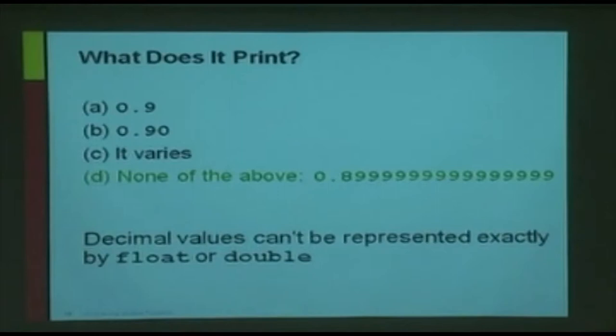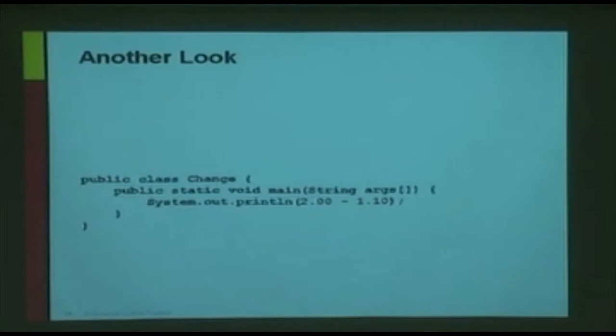And the intuition behind this is that decimal values, I think I mentioned this last time I was here, cannot be represented exactly by a float or a double. So here we're implicitly using doubles. That's what these constants are. When you say 2.00 or 1.3 or anything, it's a double literal in Java. I'm subtracting two doubles, and then I'm printing the result.